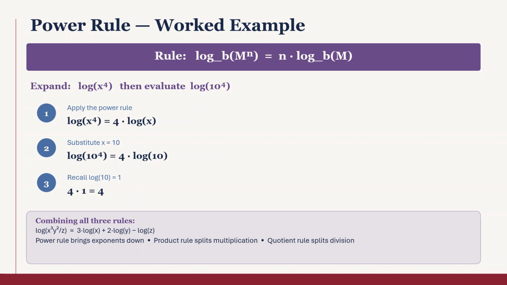The power rule is the workhorse of log simplification. Anytime you see an exponent on the argument of a log, pull it out front. Combined with the product and quotient rules, you can break down almost any logarithmic expression.